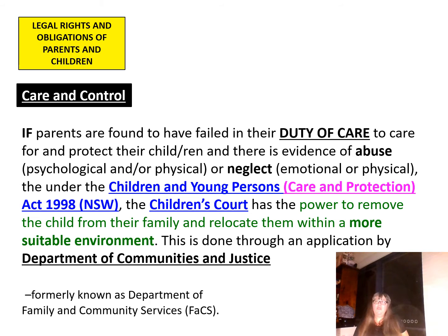If parents are found to have failed in their duty of care, to care for and protect their children, and there is evidence of abuse, whether that be psychological and or physical, or neglect can be emotional or physical, then under the Children and Young Persons Care and Protection Act, the Children's Court has the power to remove the child from their family and relocate them within a more suitable environment.